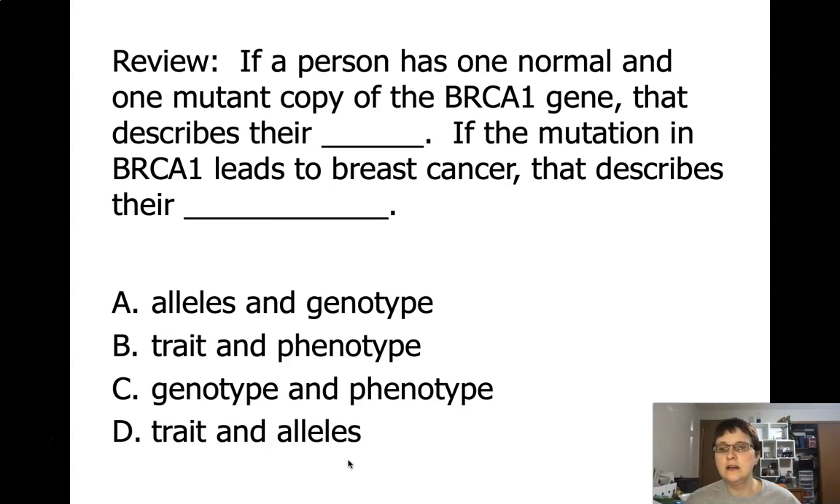And so here the answer is C, because the first part's talking about the genes, the genetic makeup, and then the phenotype is the physical manifestation. That mutation in the gene leads to breast cancer, leads to the changes in the cell. So that's the phenotype. Okay.